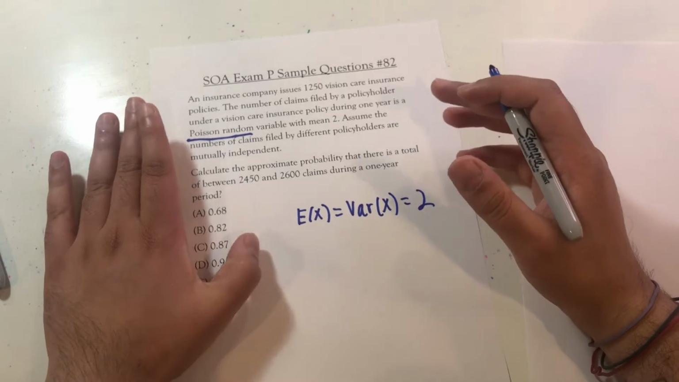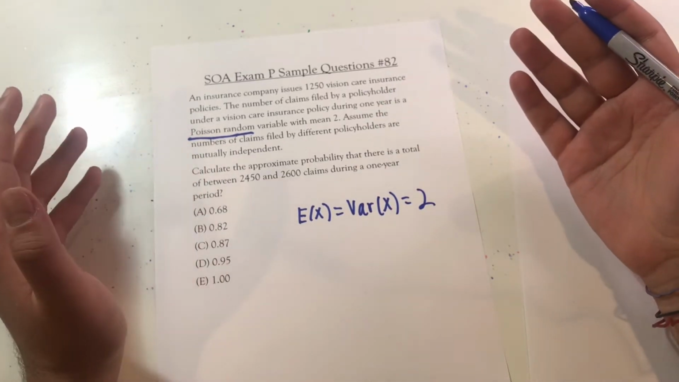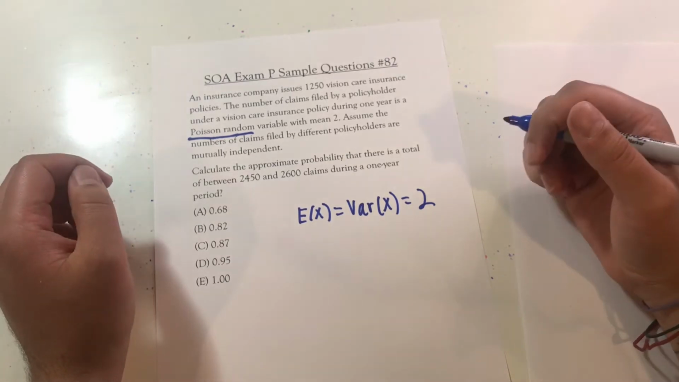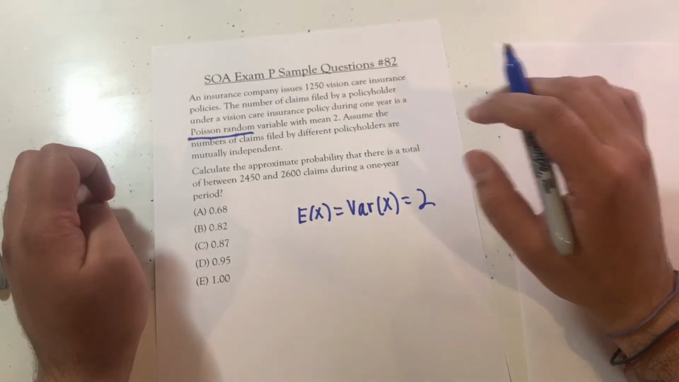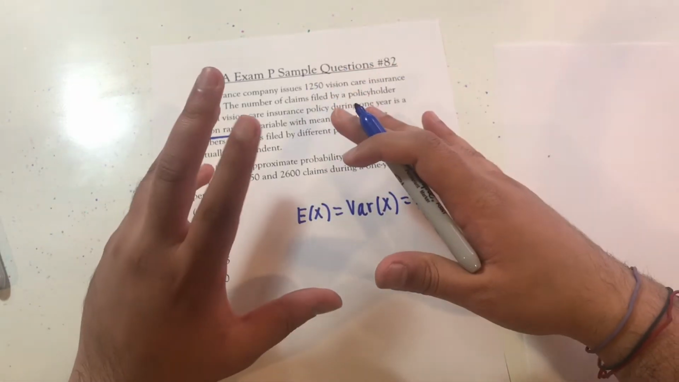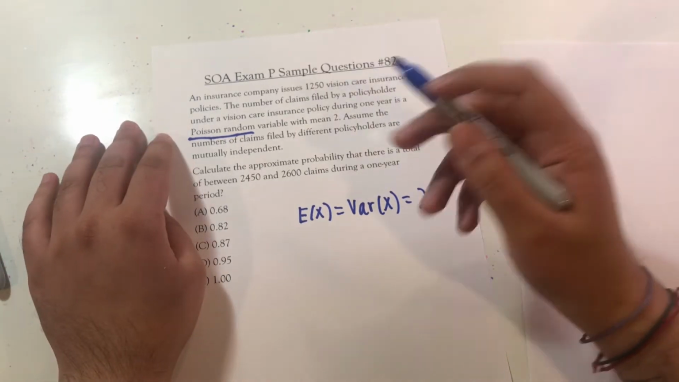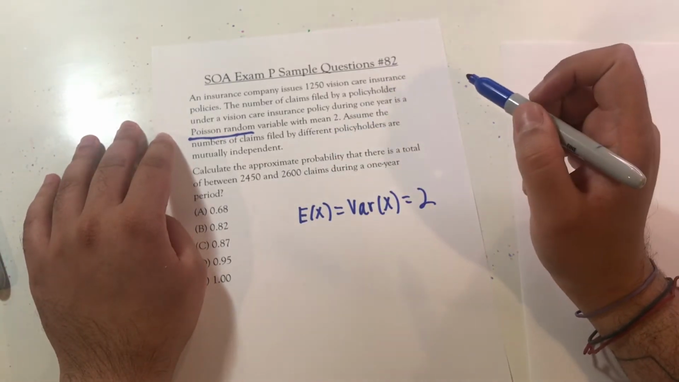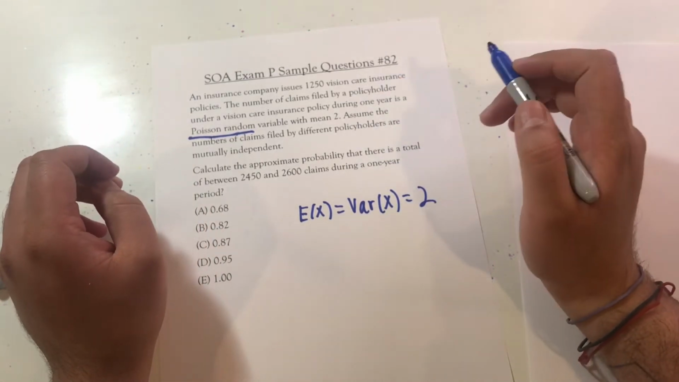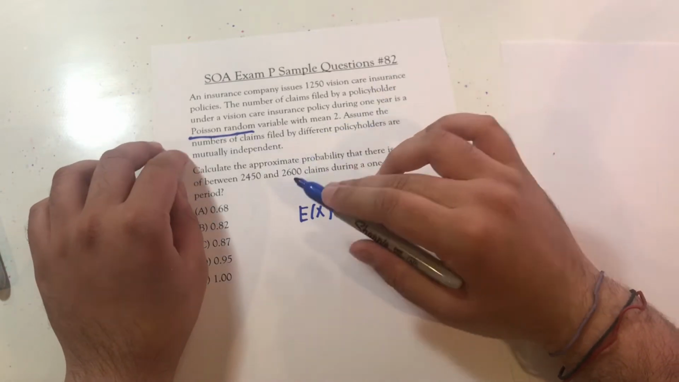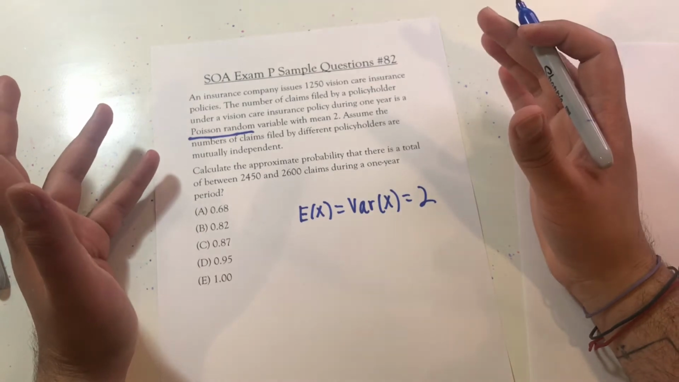Now, we also know that they're mutually independent policies, and they're all identical to each other, right? And that should give you a slight key. We're dealing with a lot of different identical, independent items. We need to calculate the approximate probability that the total of all these policies, of all 1,250, is between 2,450 and 2,600. We're going to use the central limit theorem.